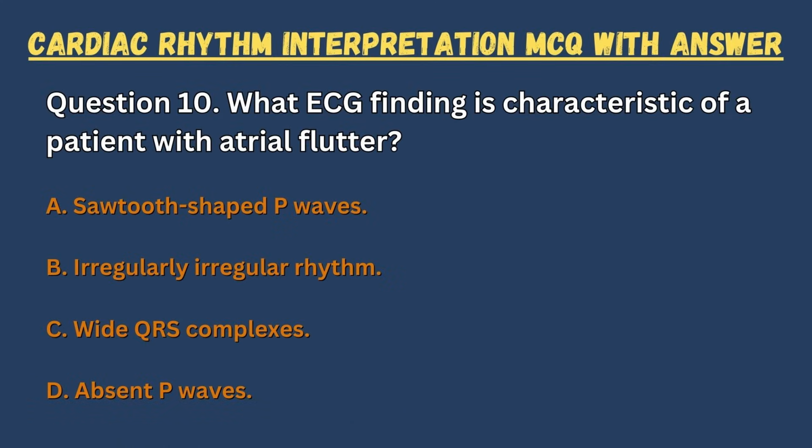Question 10. What ECG finding is characteristic of a patient with atrial flutter? A. Sawtooth-shaped P waves. B. Irregular rhythm. C. Wide QRS complexes. D. Absent P waves.